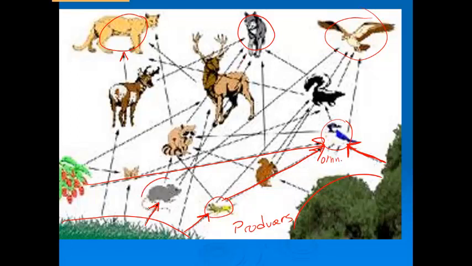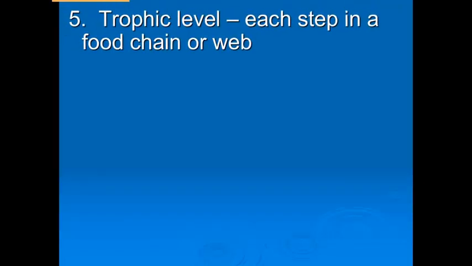But this mouse, for instance, is only eating grass. So this is definitely an herbivore. So you can tell a lot from a food web. They're very helpful. I mentioned trophic levels already. A trophic level is just every stop or every step within a food chain or a food web.